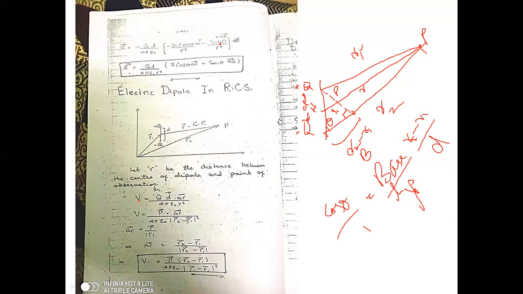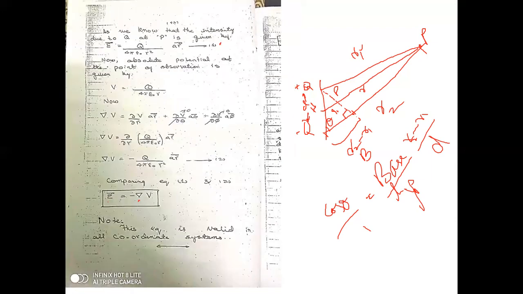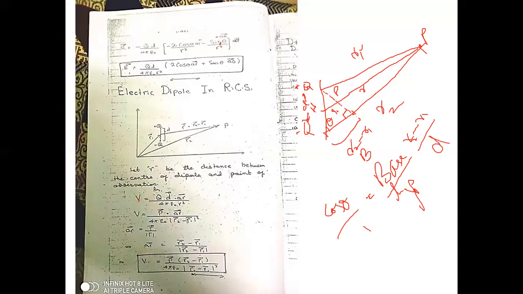So that was all about the electric dipole, electric potential due to a dipole, and potential gradient. Okay, thank you for the moment.